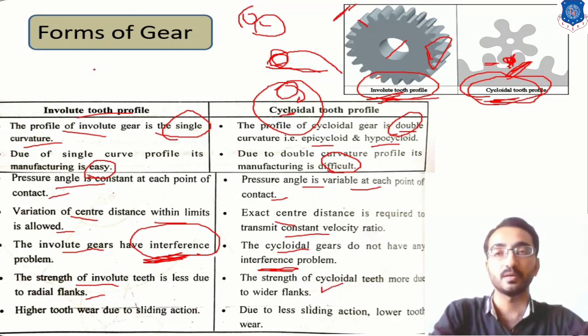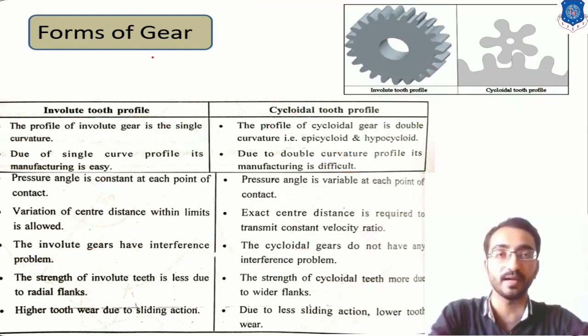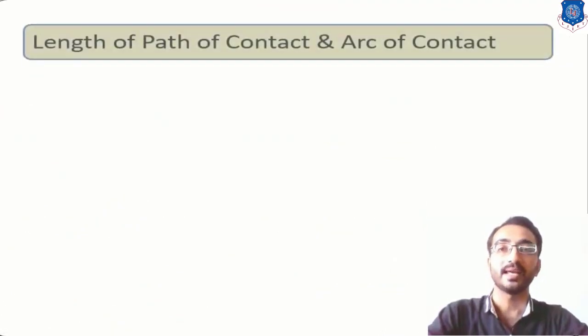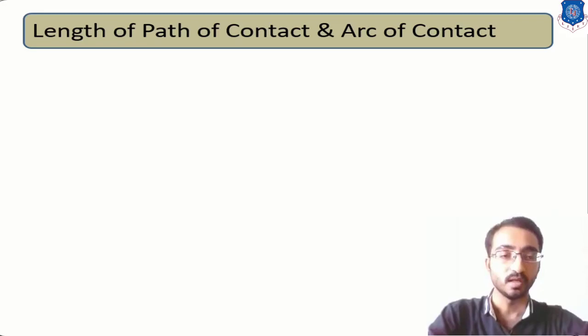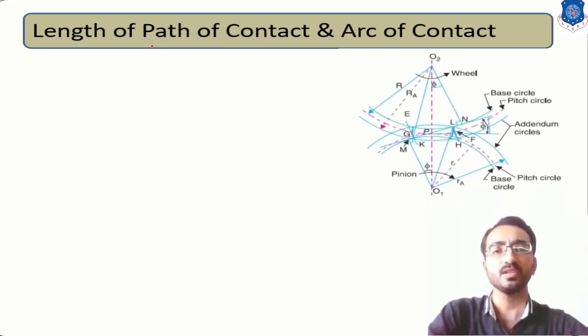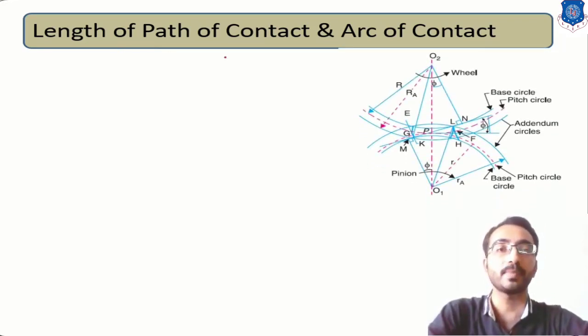Okay, so this is the basic difference between the involute and cycloidal tooth profile. Now let's derive the equation for length of path of contact, and this equation is very useful in solving the numericals of gear. Okay, so now what is length of path of contact?